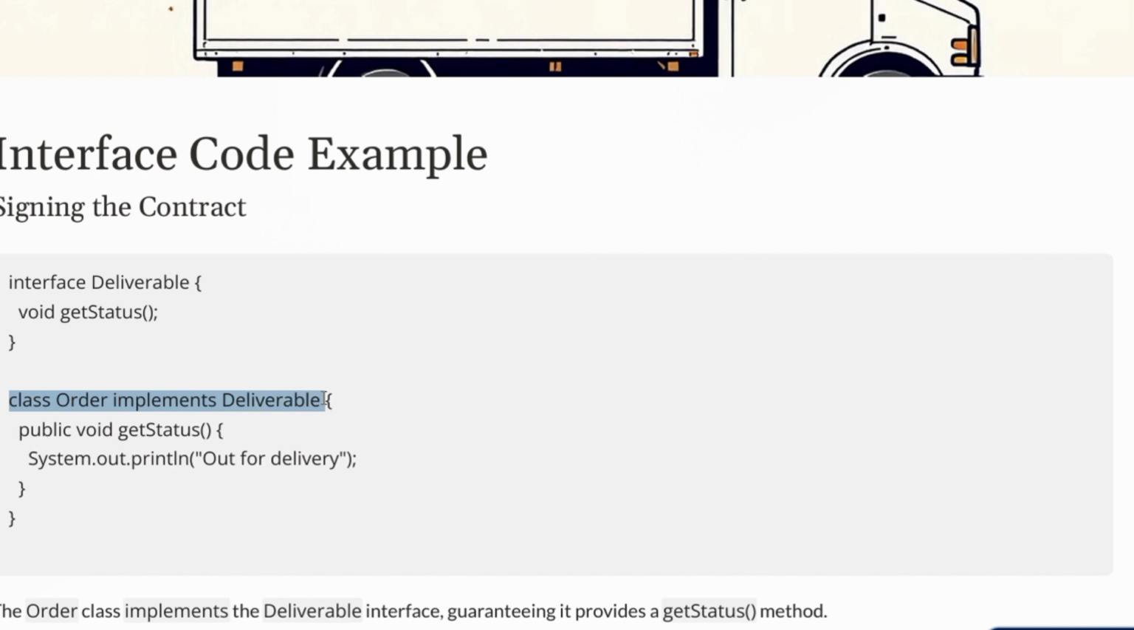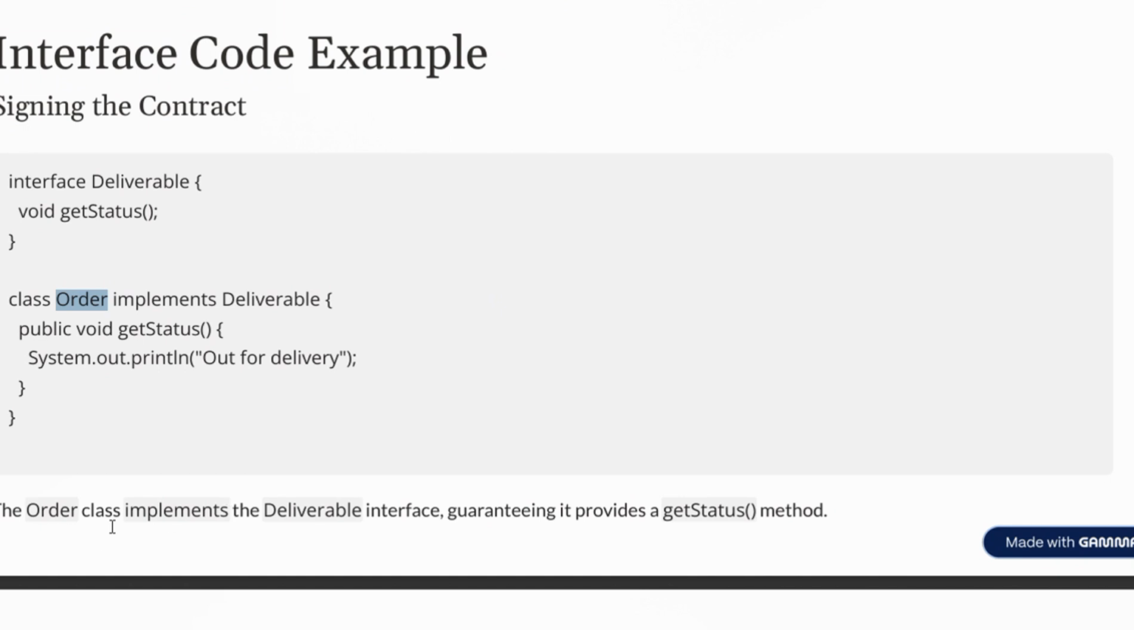I already told you, it is inheritance. Implements is the keyword, and it is also used for inheritance. Order is the child class and Deliverable is the parent. The Order class implements the Deliverable interface. Deliverable is an interface, guaranteeing that it provides the getStatus method.